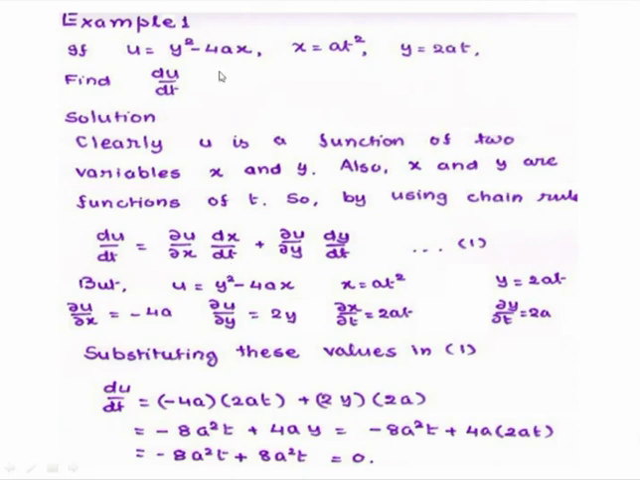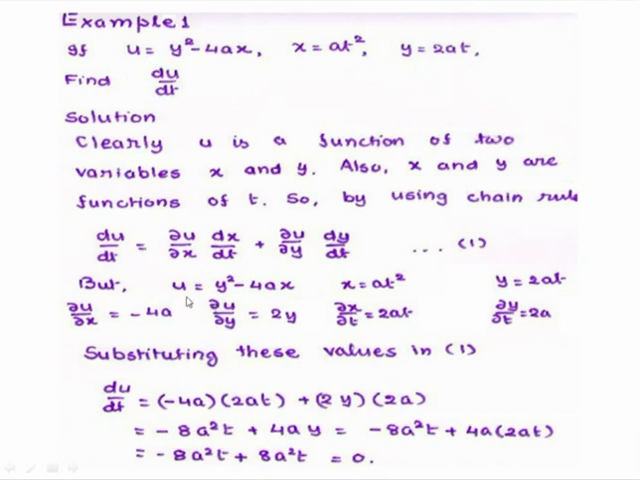But if the function is of 2 variables, then differentiation is known as partial differentiation, and we denote it as del u by del x because u is a function of 2 variables. So here du by dt can be obtained by this formula: del u by del x into dx by dt plus del u by del y into dy by dt. Suppose this is denoted as equation number 1. We then find the partial derivatives of u with respect to x and y from here.